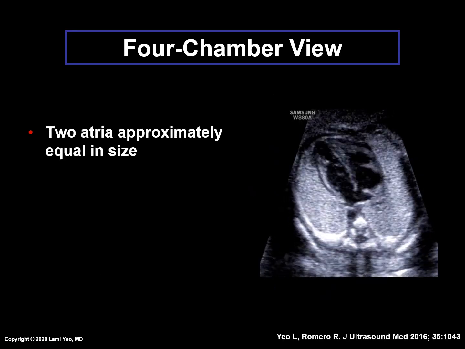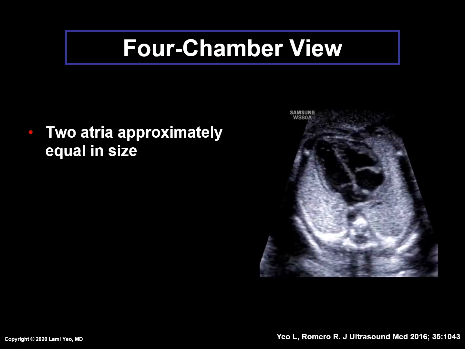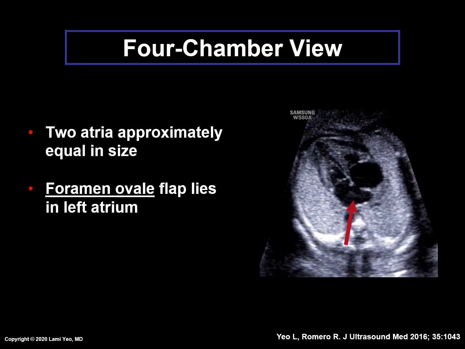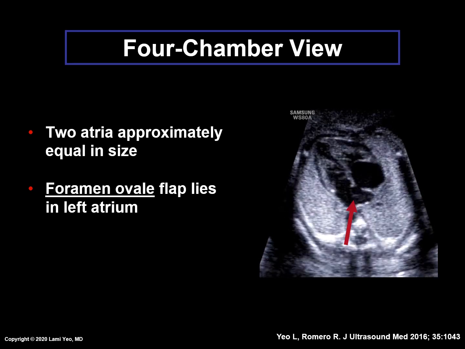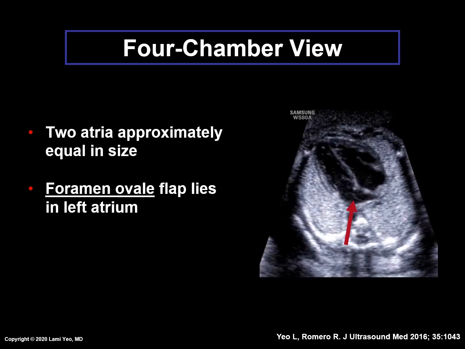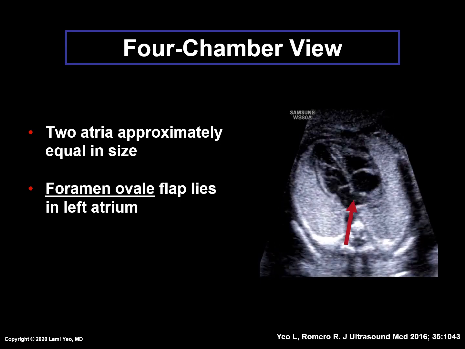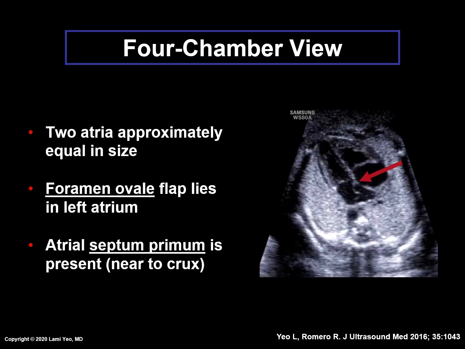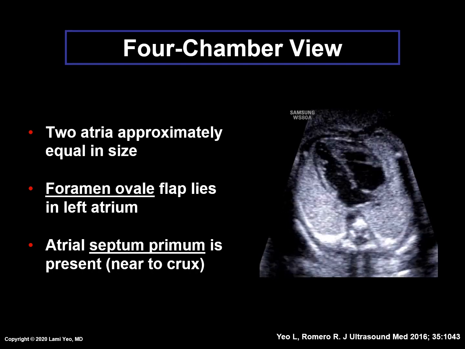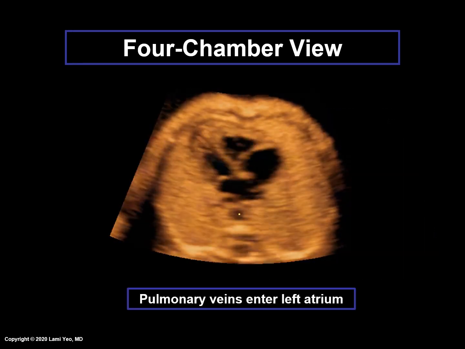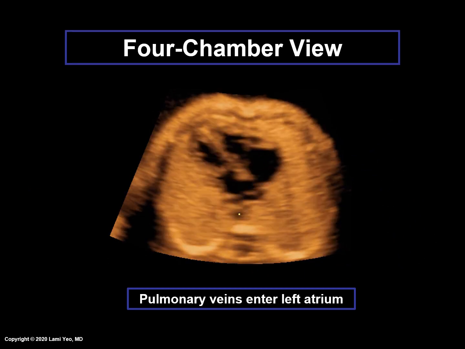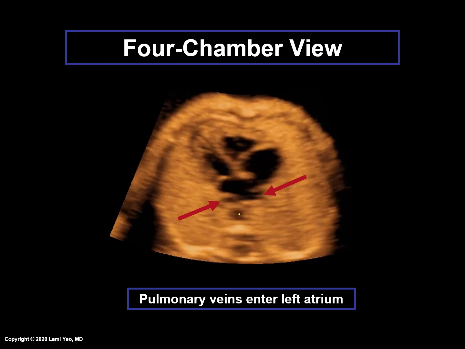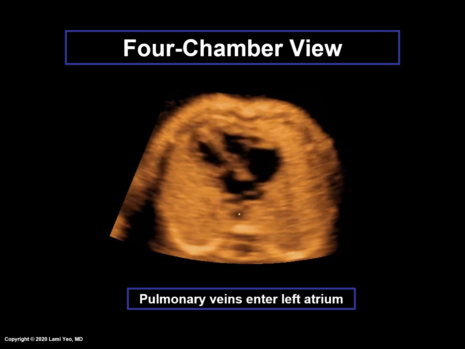The 2 atria should be approximately equal in size, and the foramen ovale flap lies in the left atrium. This is because umbilical venous blood, which is the most highly saturated blood in the fetal circulation, preferentially streams towards the left side of the heart through the foramen ovale. The atrial septum primum should be present near the crux. The pulmonary venous anatomy should be seen entering the left atrium, noting the normal connection of at least 1 right and 1 left pulmonary vein.